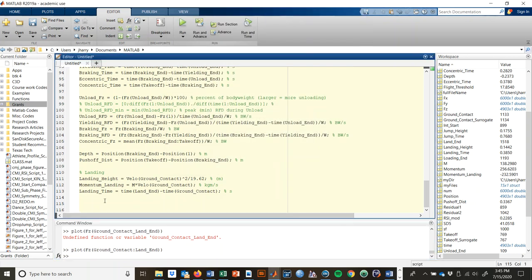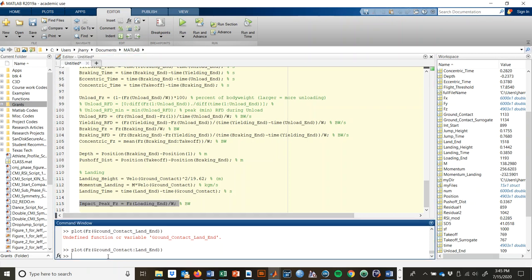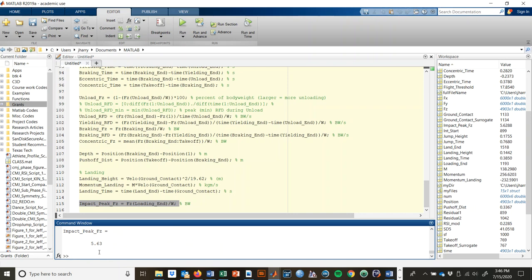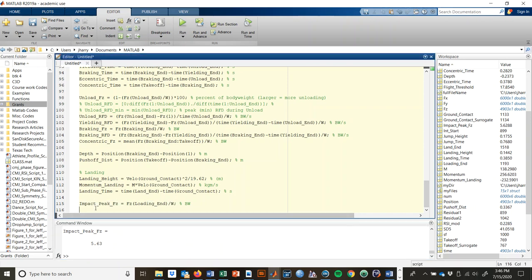So what we'll do, let's take impact peak FZ. This is going to be the FZ at loading end, because remember we defined a phase by that time point. We'll divide by body weight, and this will be in units of body weights. This will be a pretty large one if you inspected the curve and know how high that was. So you see 5.5 or 5.6 body weights of impact during that vertical jump.